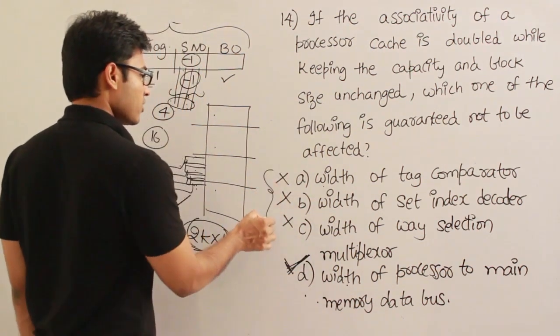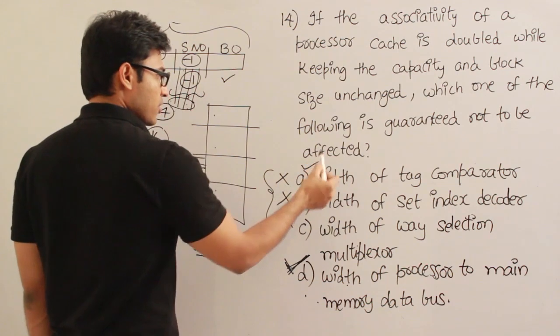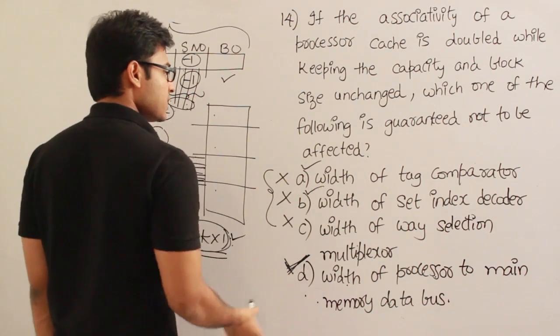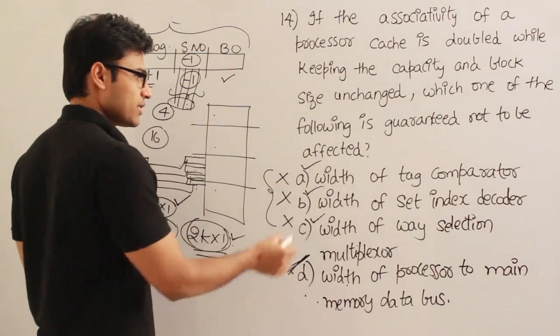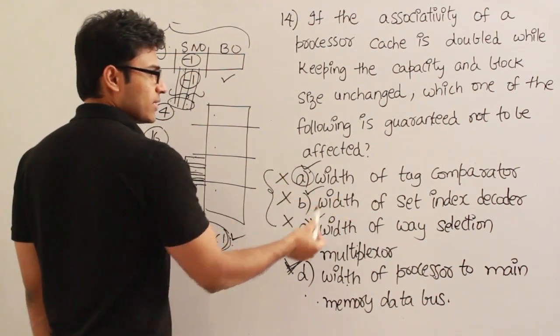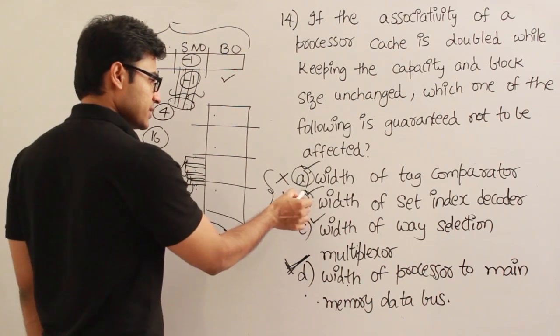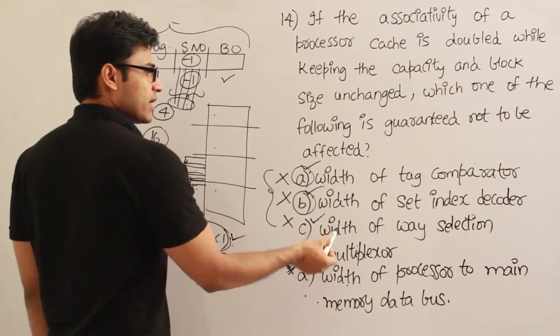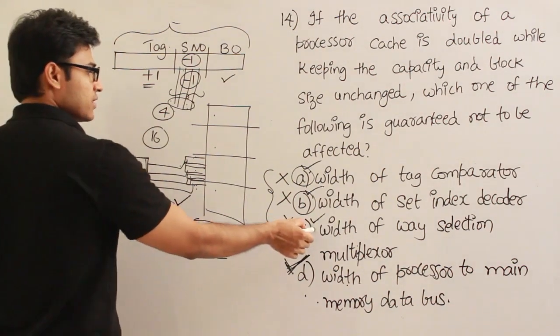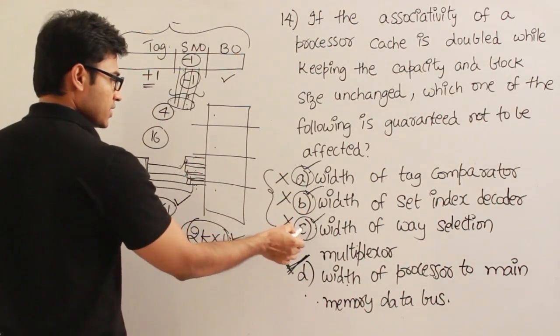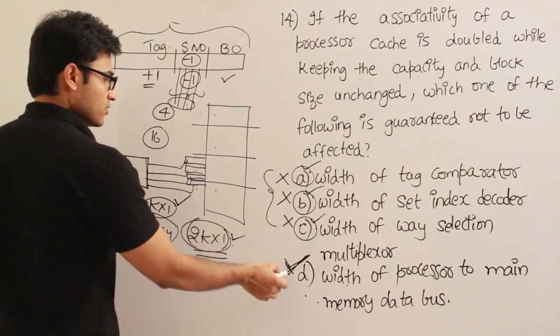So all of these are going to change, because tag bits are going to change, and then set number is going to change, and this k is going to change. See, why will the tag comparator change? Because tag bits are going to change. And why will the set index decoder change? Because the set number bits are going to change. And why will this multiplexer size change? Because the size of the set is going to change. So all these are going to change, but D is not going to change, right? So D is the answer.